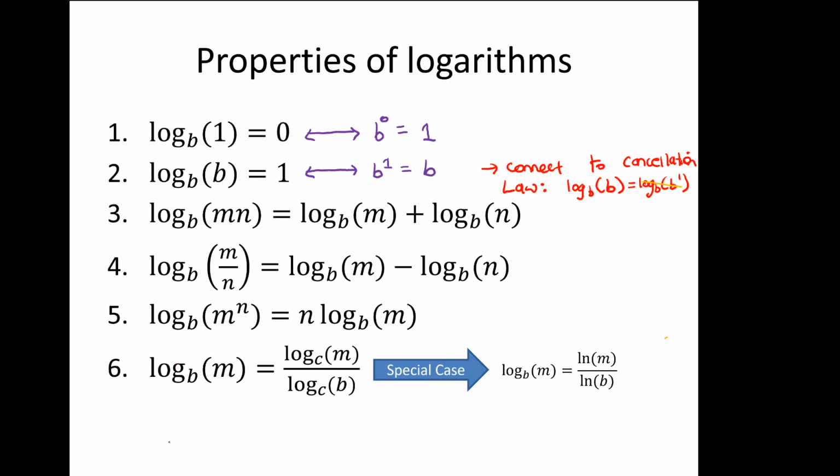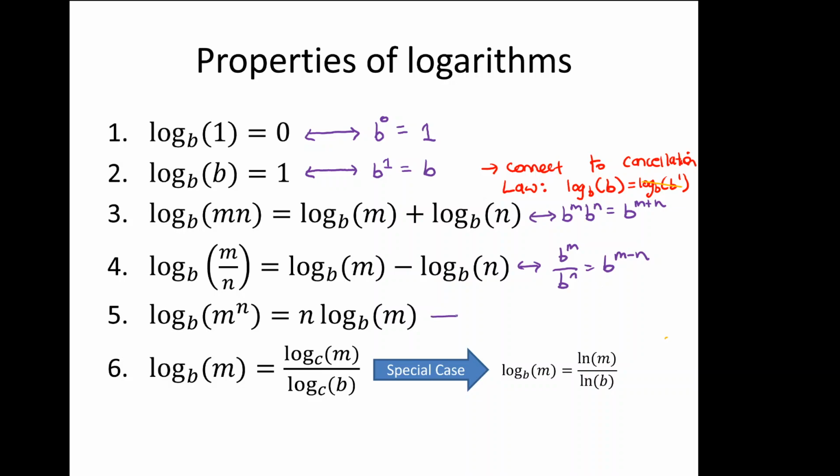Okay, rule 3. This is a translation of the following exponent property, that b to the m times b to the n is b to the m plus n. It's a direct translation of that rule. You may be able to guess that the one below it, log base b of m over n is log base b of m minus log base b of n, is a translation of this rule, b to the m divided by b to the n is b to the m minus n. So if you translate that rule from exponent language into log language, you get rule 4.